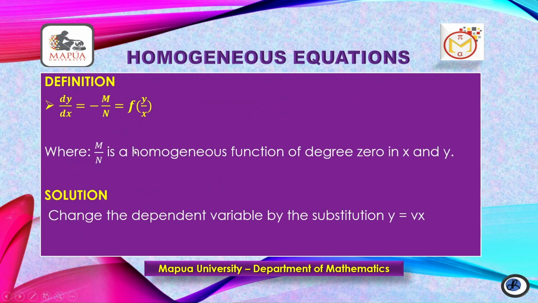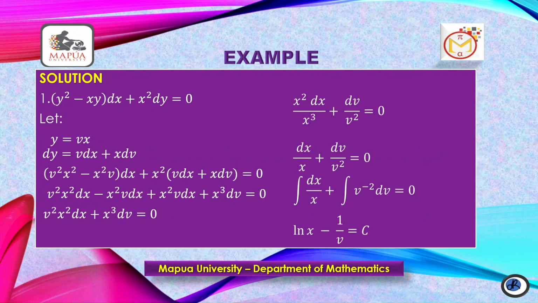And we have it here that a given differential equation is a homogeneous equation if M over N is a homogeneous function of degree 0 in x and y. So what will be our solution? Just simply change the dependent variable by the substitution. This is our substitution: y is equal to vx. Meaning, we cannot separate the x from dy and the y from dx, so it's not variable separable.